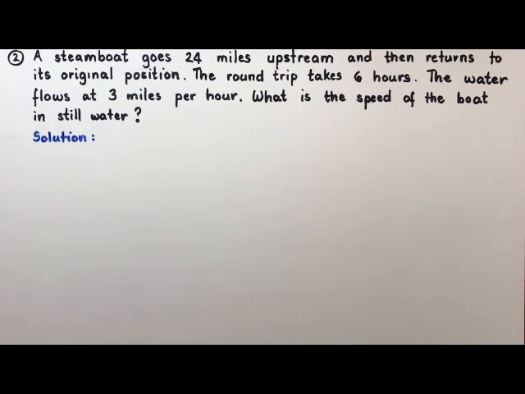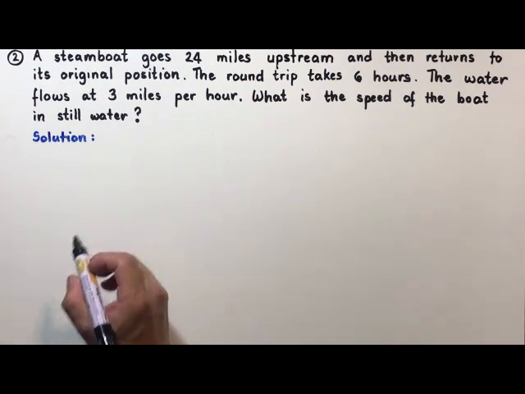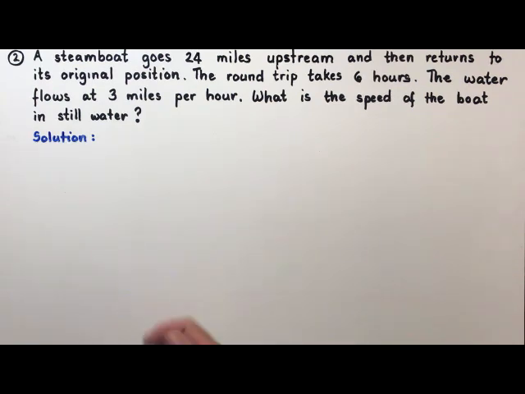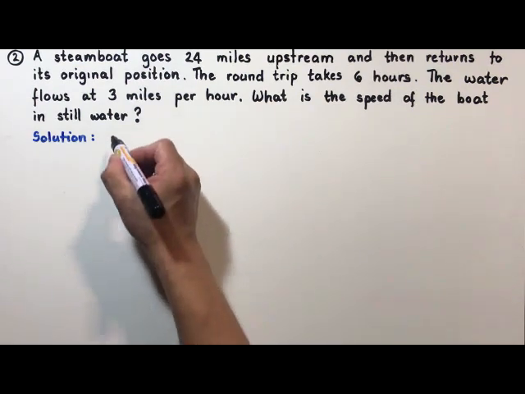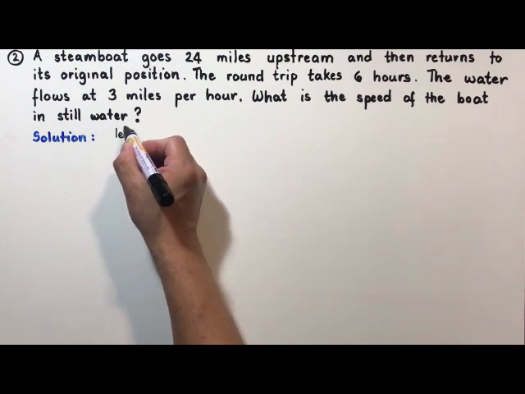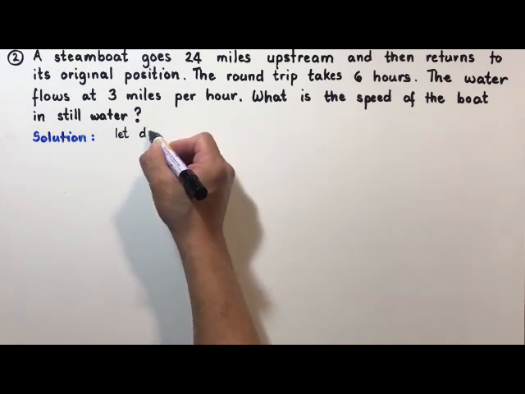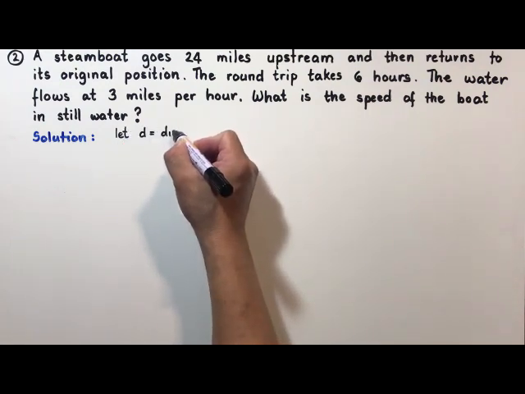So this problem is a problem about distance. And since this is a problem about distance, it involves the distance, the rate, and the time. So let us represent all these things here. Let D be the distance traveled by the steamboat.